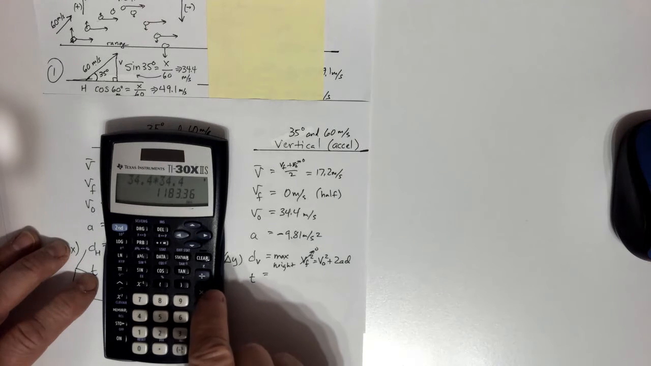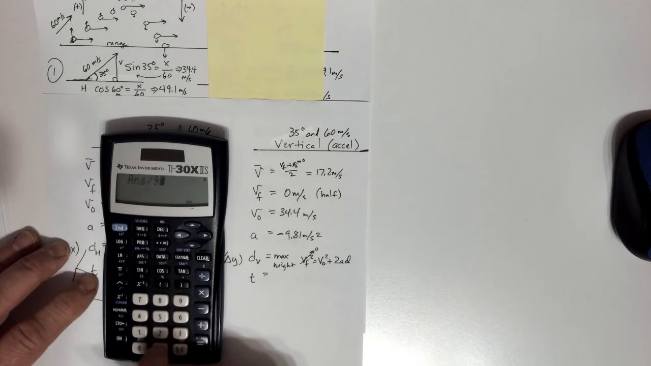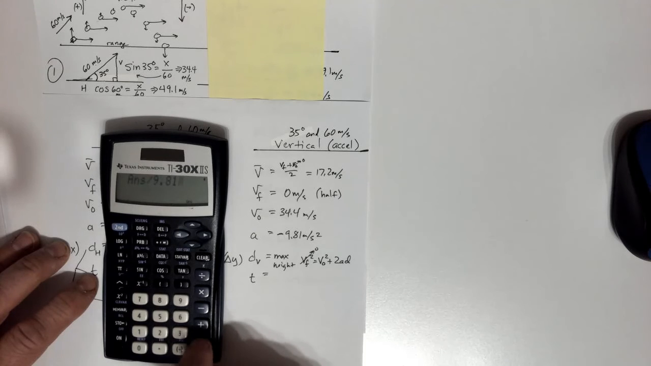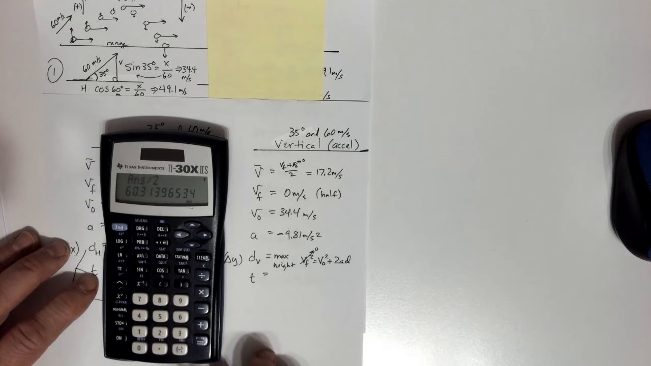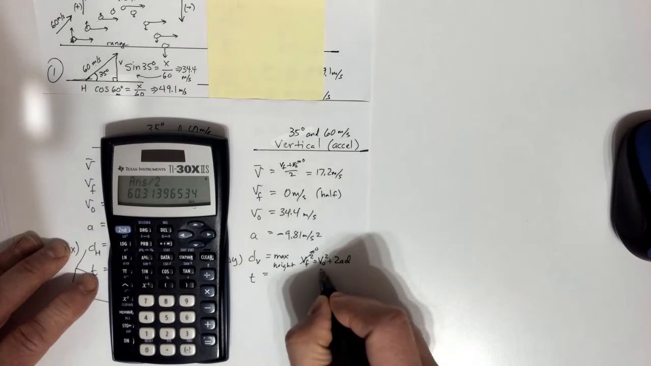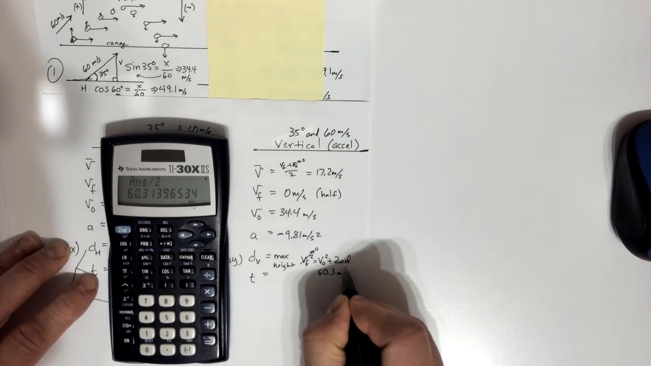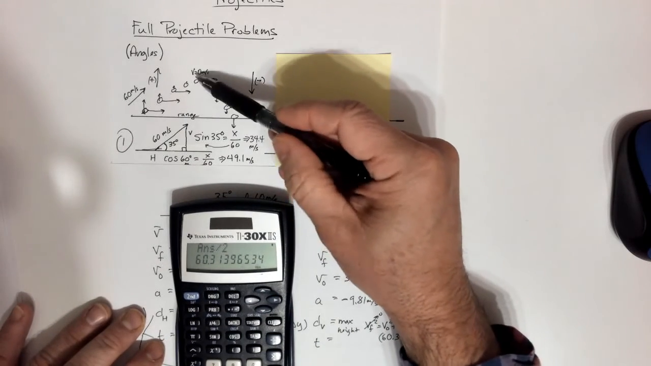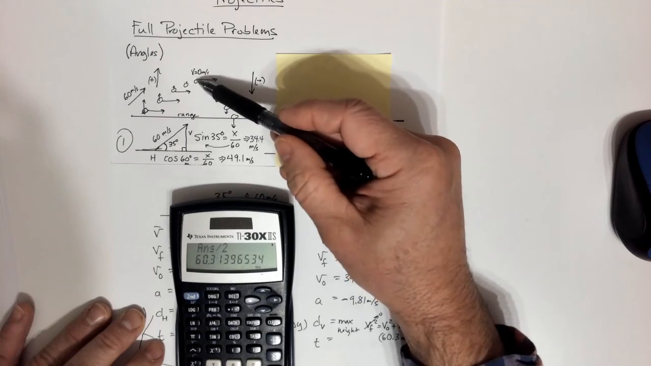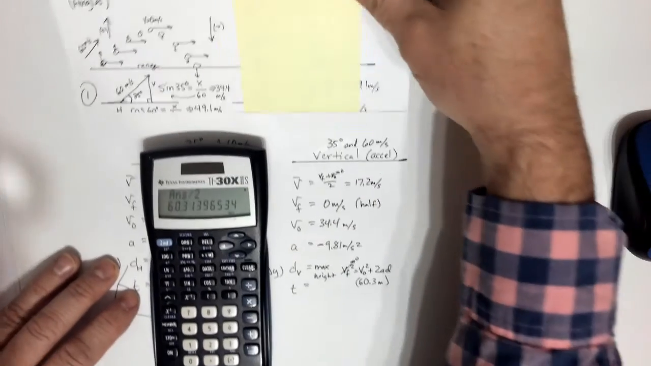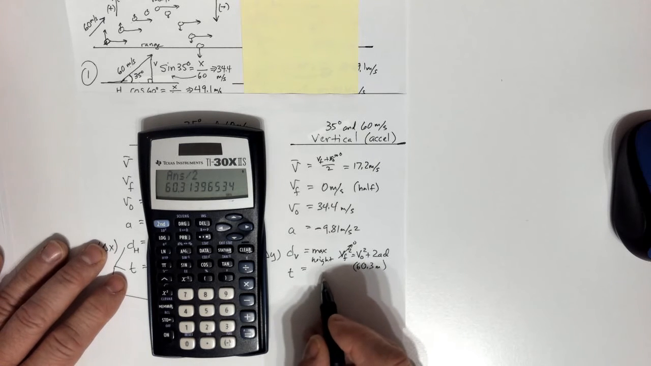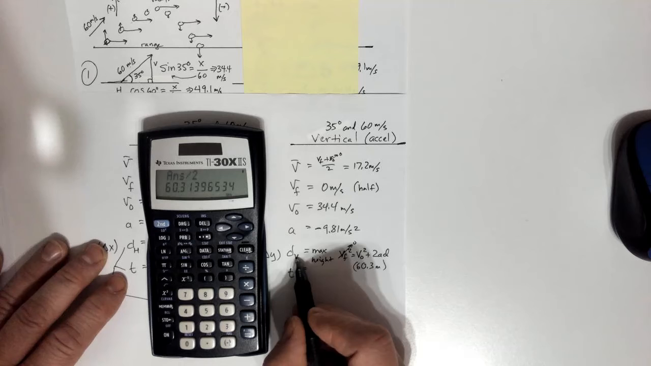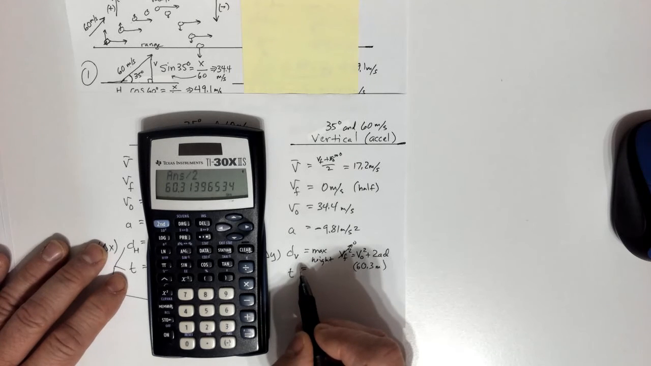So let's do this. I'm going to divide this by 9.81 equals, and then again divided by 2 equals, and I get 60.3. And that's how high this object will get right here, 60.3. Okay? But I want to find time in the air. So let's find an equation with time in the air that doesn't have distance. And so we can do that one.